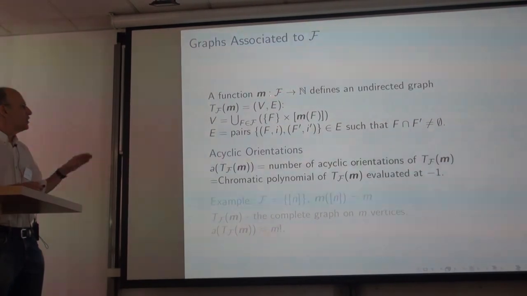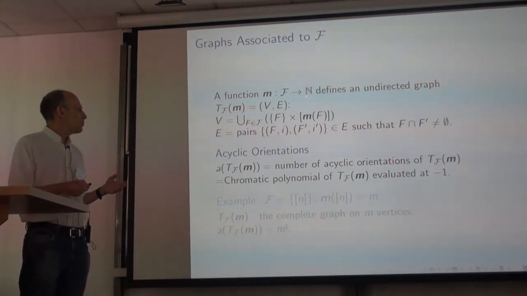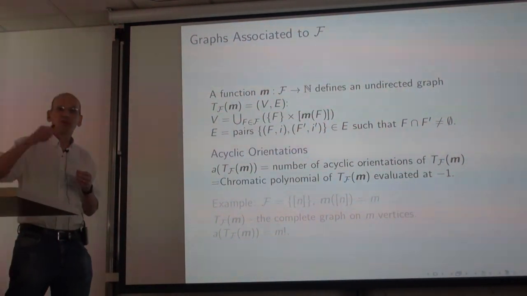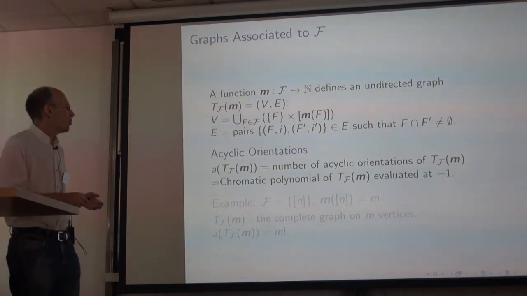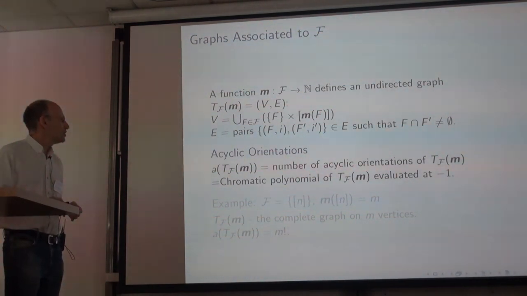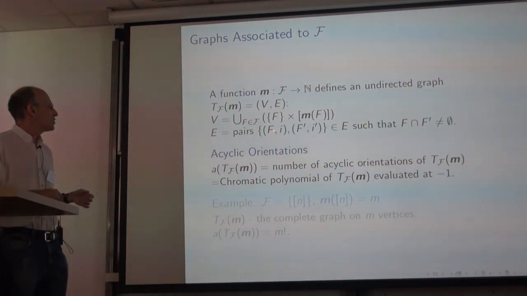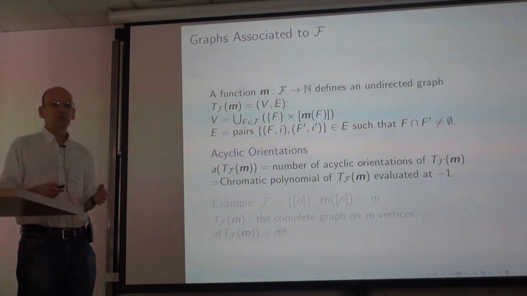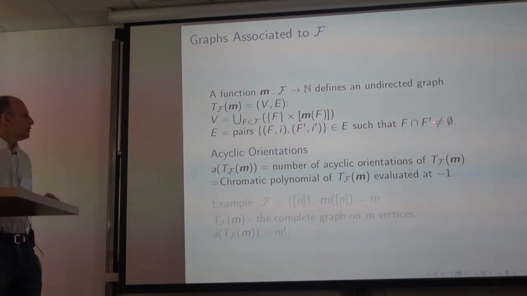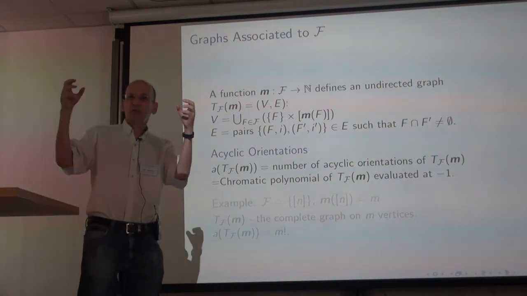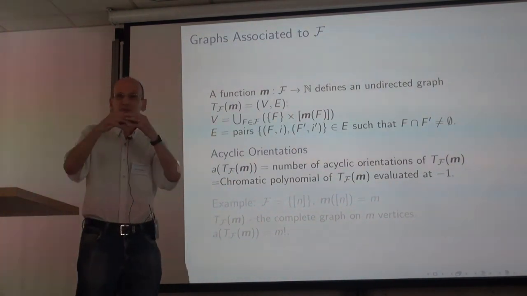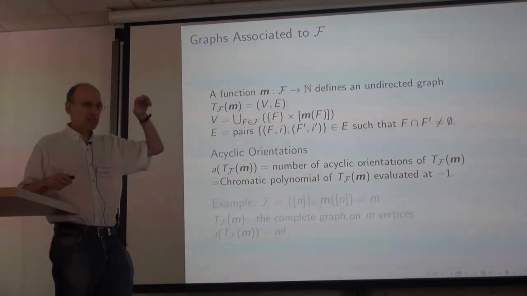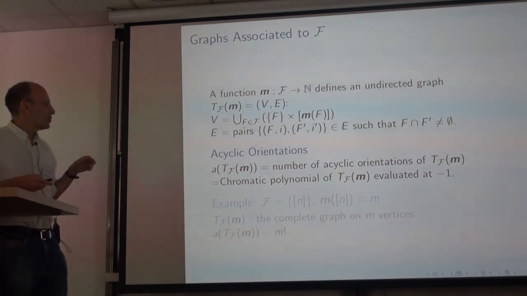For an integer function m on the hypergraph, we define a graph. The graph will be: take any set F in the hypergraph and take m_F copies of this set, and connect two copies, F_i and F'_i', if and only if F and F' intersect. So we get a graph. This graph looks like the intersection graph of F itself, where you put cliques of size m_F on each set F.